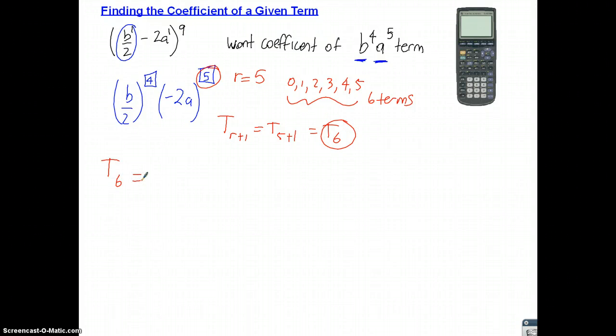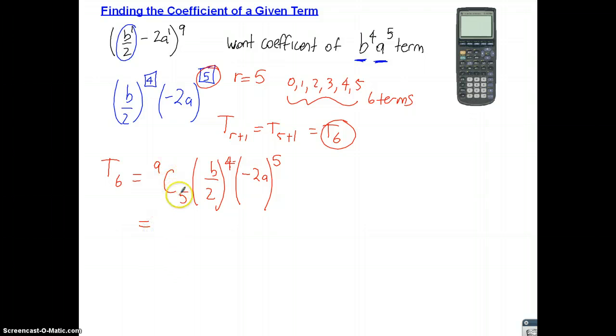Term 6 is going to be n, in this case 9, choose, what is our r value here? Our r value is 5. And we've got b over 2 to the power of 4 and negative 2a to the power 5. Straight away you have a look at this, you know whether your coefficient is going to be positive or negative, don't you?